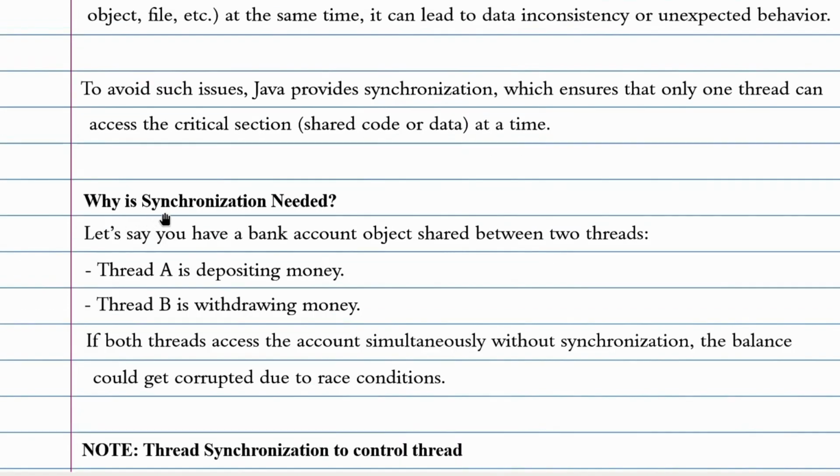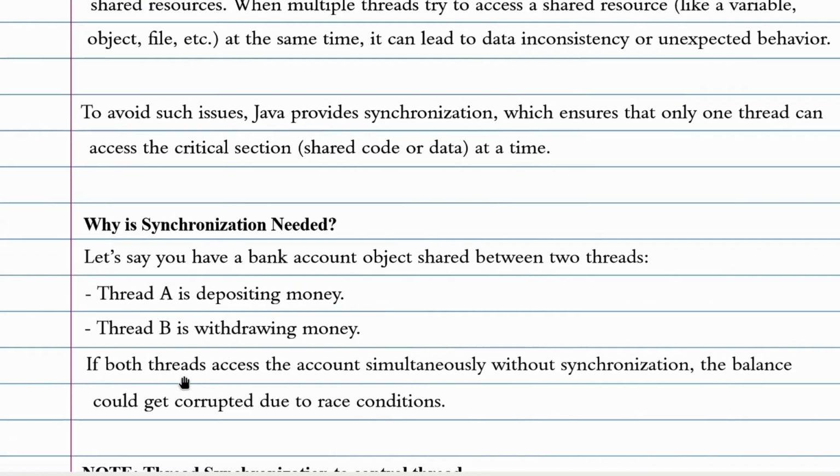Next, why is synchronization needed? Let's say you have a bank account object shared between two threads. Thread A is depositing money and thread B is withdrawing money. If both threads access the account simultaneously without synchronization, the balance could get corrupted due to race conditions.